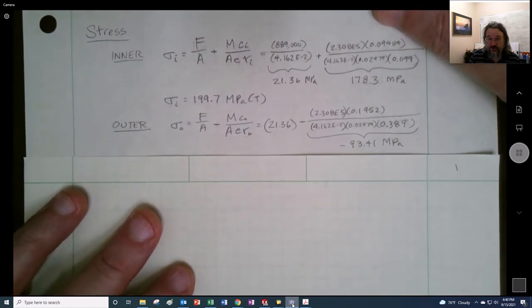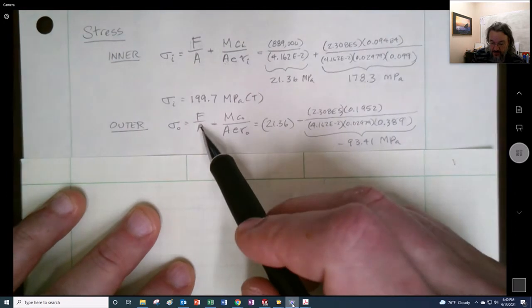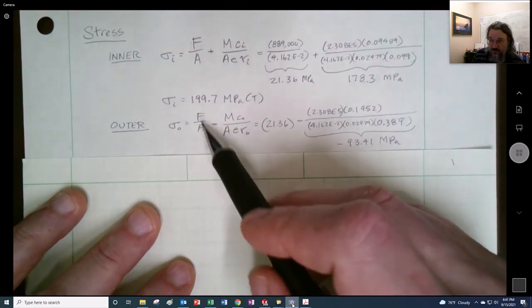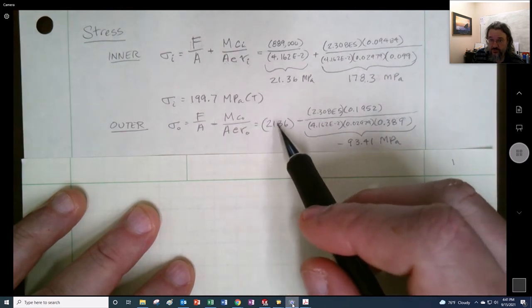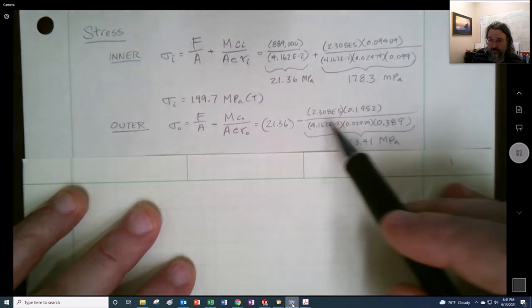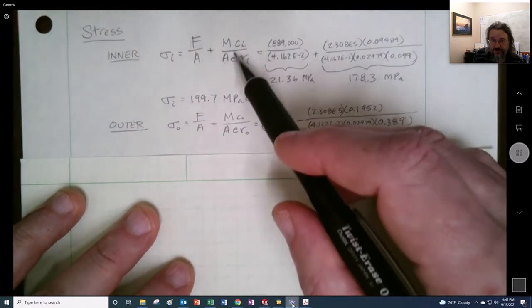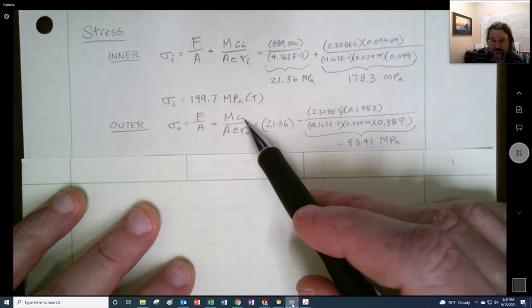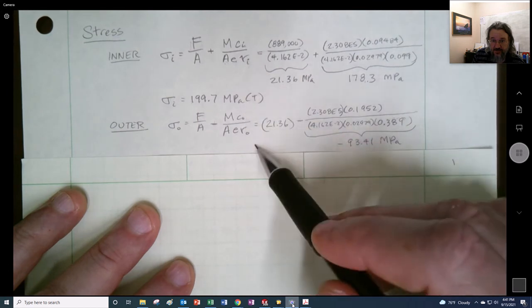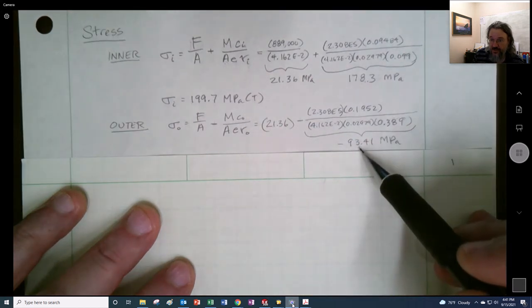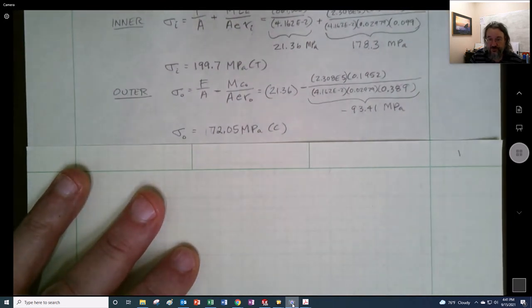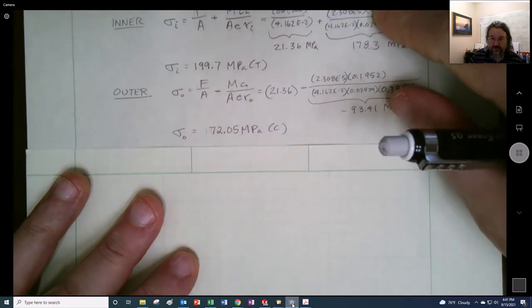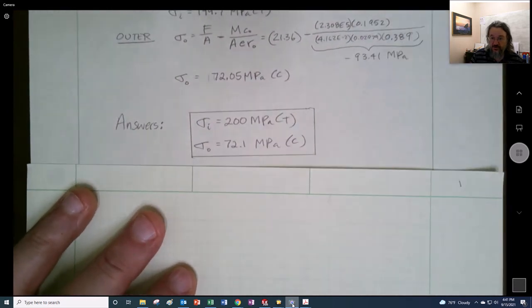Now for the other side, the outside, we're still in tension because of the force on there, but now the bending is going to cause compression on the outside. So I just went ahead and brought that number down. And really the differences between these two is, we use the CO here, here's RI, here's RO, and we get a negative 93.41 megapascals. So the total is 72.05 megapascals in tension, and here are the answers.